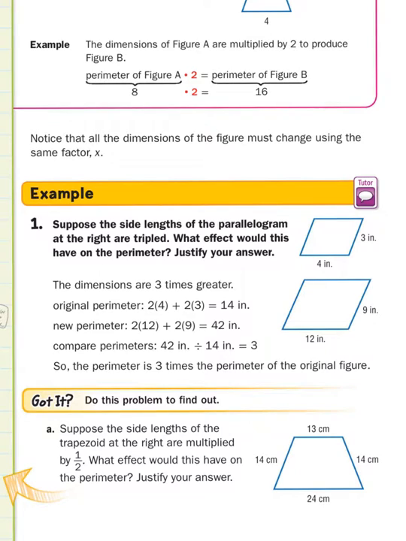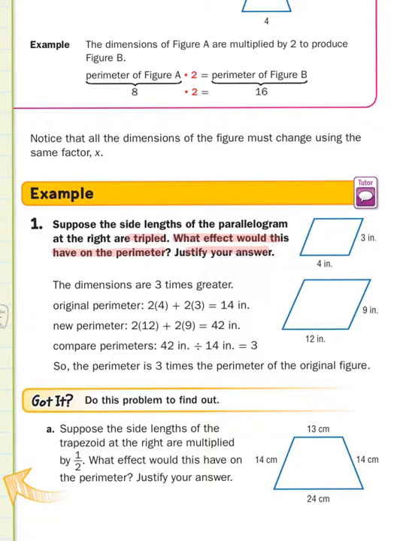Now, I'm going to get my highlighter ready here. It says, suppose the side lengths of the parallelogram at the right are tripled. What effect would this have on the perimeter? Justify your answer. So, here's what the rule says. If I multiply these dimensions by 3, and notice this, 4 times 3 is 12, 3 times 3 is 9. That means the perimeter of this parallelogram should also be multiplied by 3 to get the new perimeter.